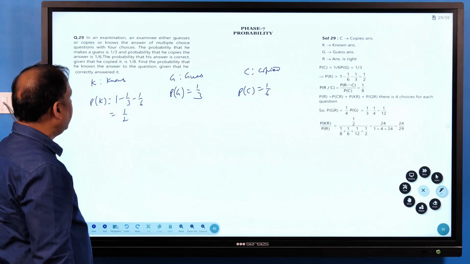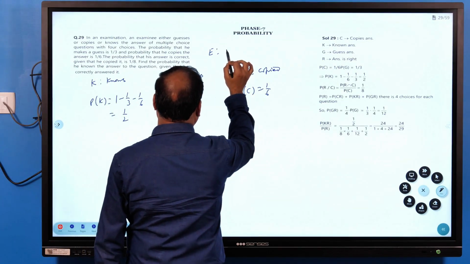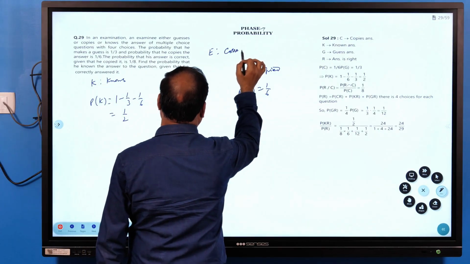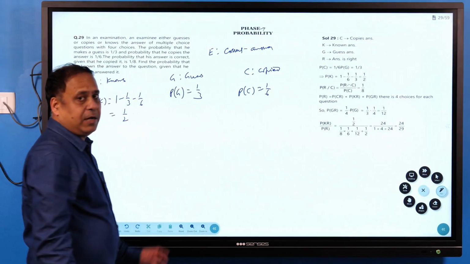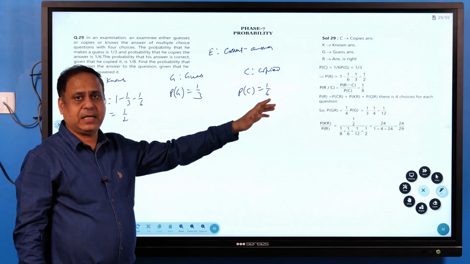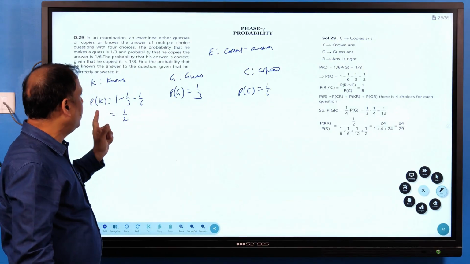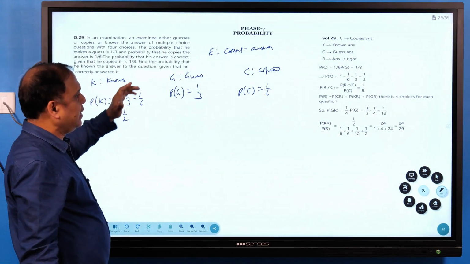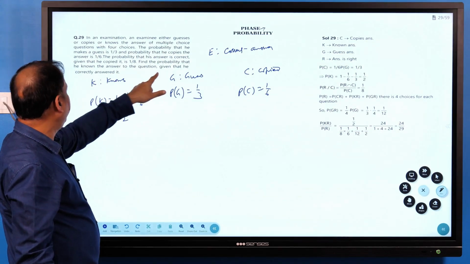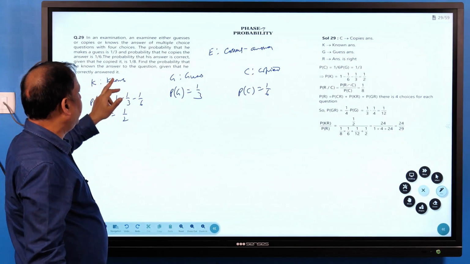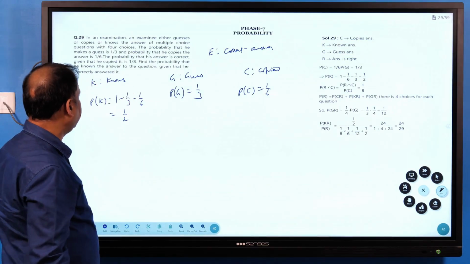The probability that the answer is correct. So E is that the answer is correct. Now the end result is known. What is the end result? The answer is correct. So it is Bayes theorem. Once we know the end result, now we have to go in reverse. Your answer could have been correct either because he copied, because he guessed it, or because he knew it. Find the probability that he knows the answer to the question given that he answered it correctly.